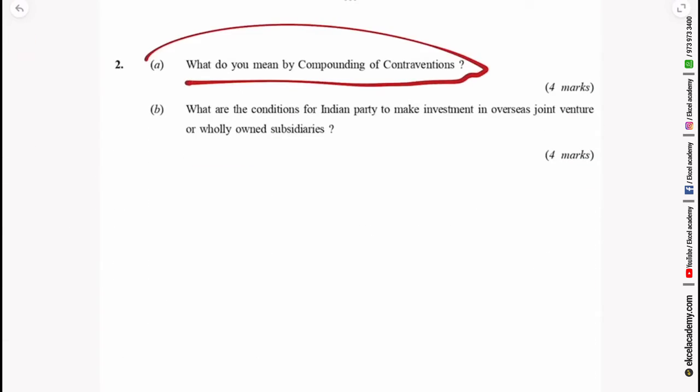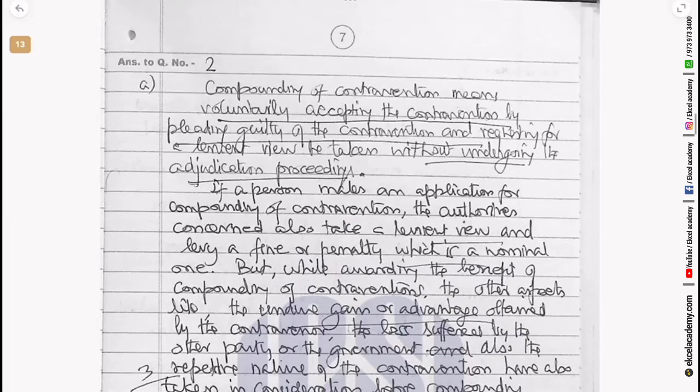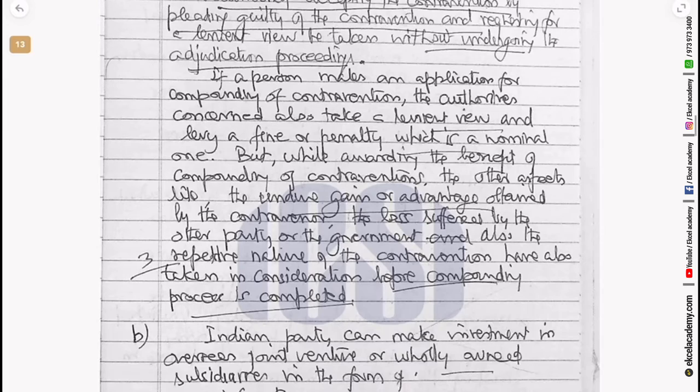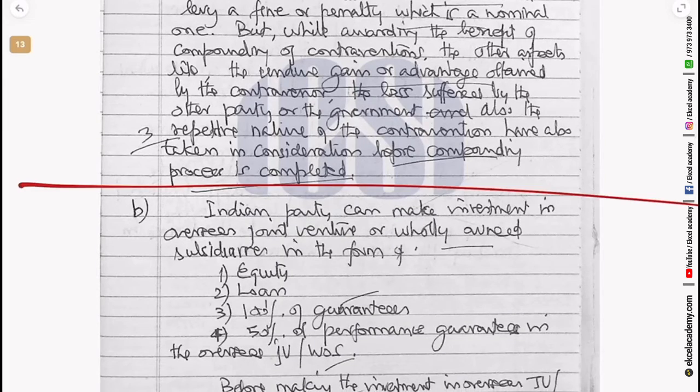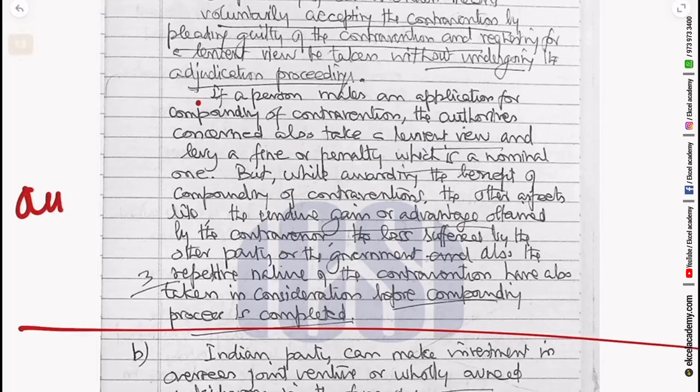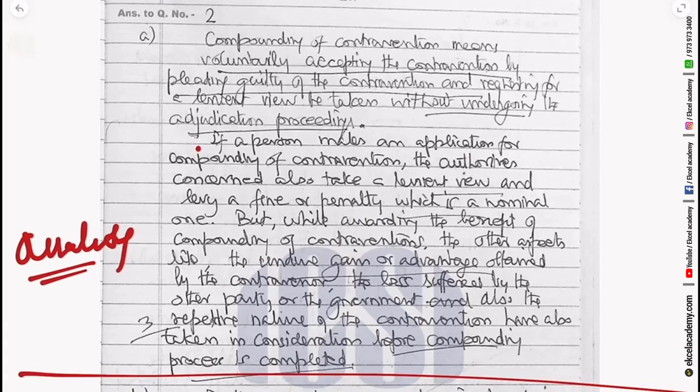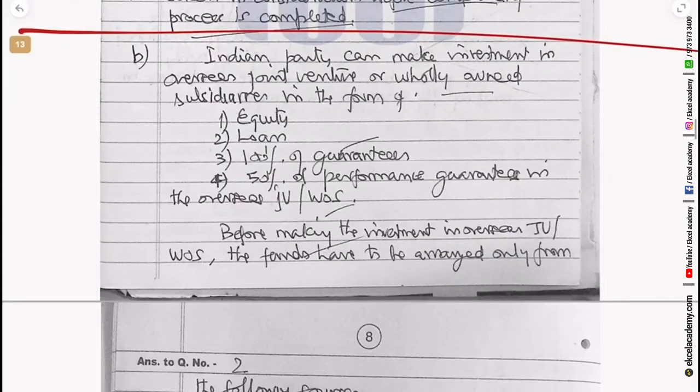What do you mean by compounding of contravention? What conditions must an Indian party meet to make investment in an overseas joint venture? So both are 4 marks questions. Again it is given in answer form, paragraph format. Again if you see, quantity is not there, but quality is very good. You can take a screenshot and you'll definitely get an idea.